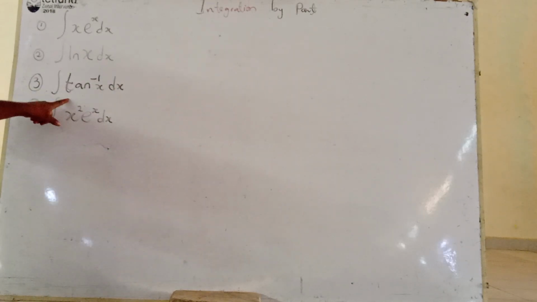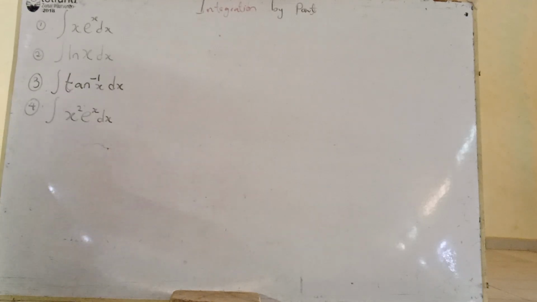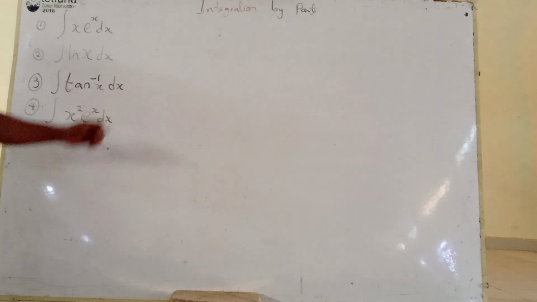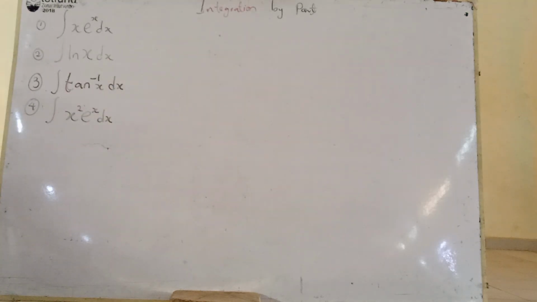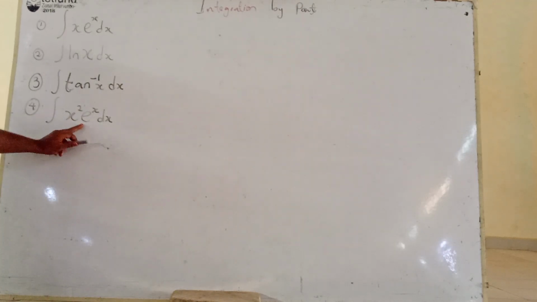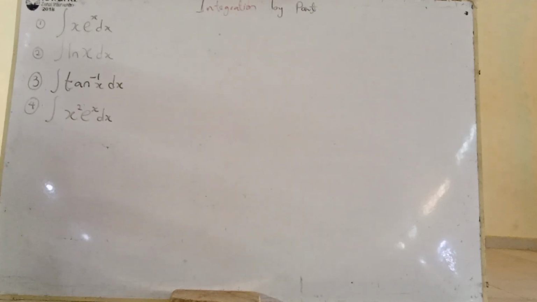What about here? You have tan inverse of x. Okay. So what do you have again? You still have 1 as the function. Is that also so? And then you have here what? x squared as another function, while here you have what? Exponential x as a function.